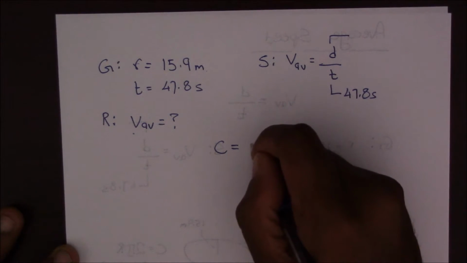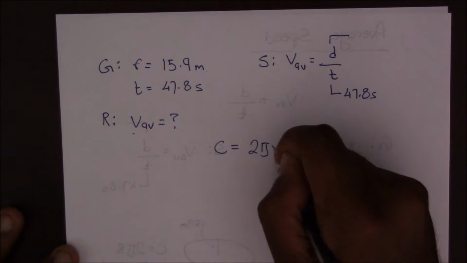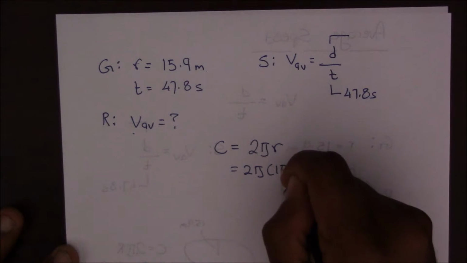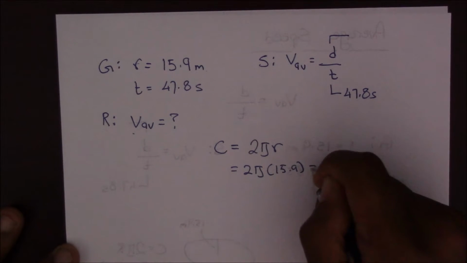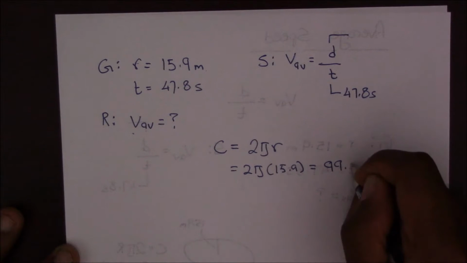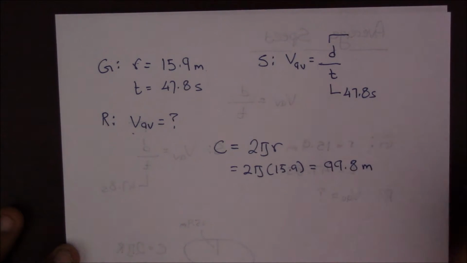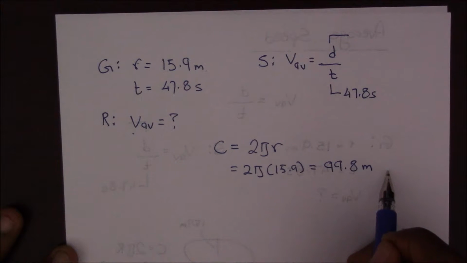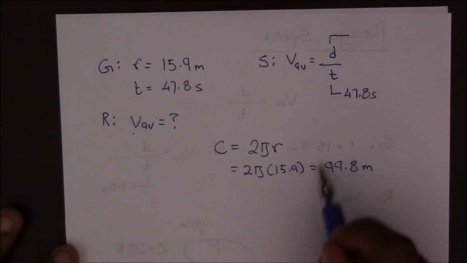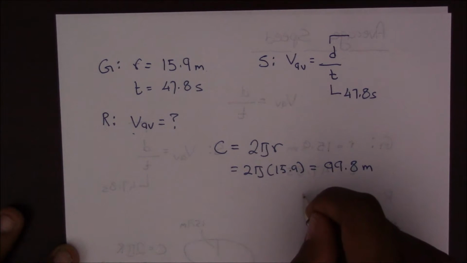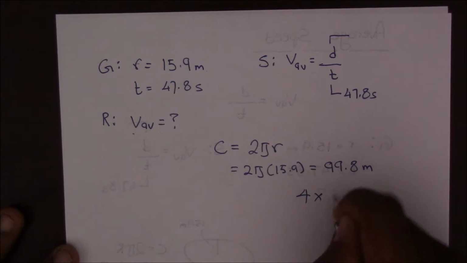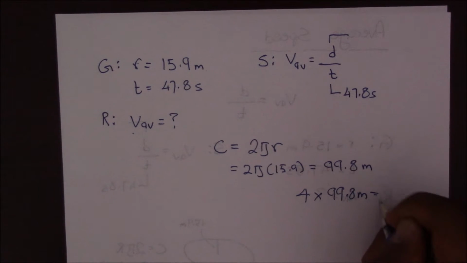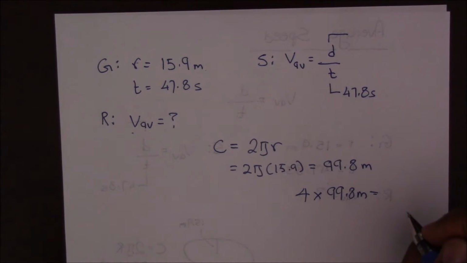The circumference is equal to 2 pi r. In this case it's going to be 2 pi times 15.9, and it's approximately 99.8 meters. Now, does he travel only 99.8 meters? No, he travels this distance 4 times. So 4 times 99.8 meters. And that should give you somewhere close to 400, but let's be accurate.